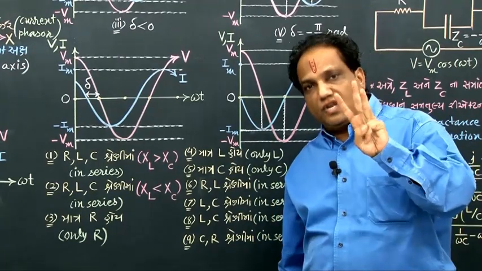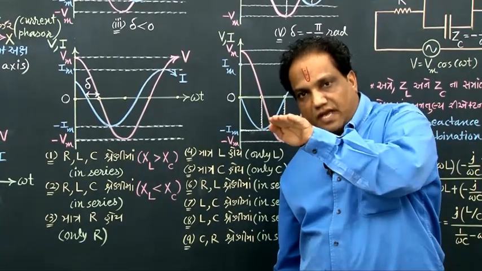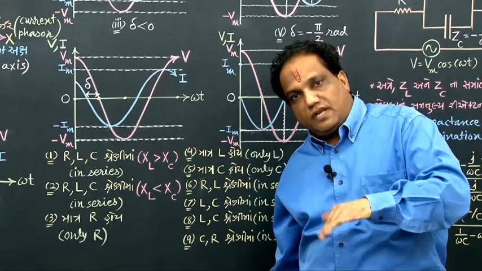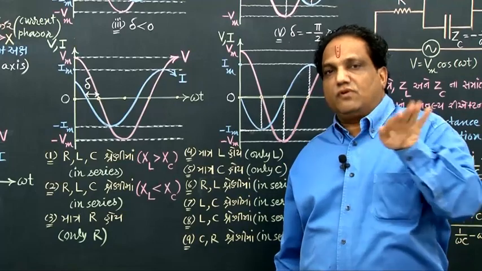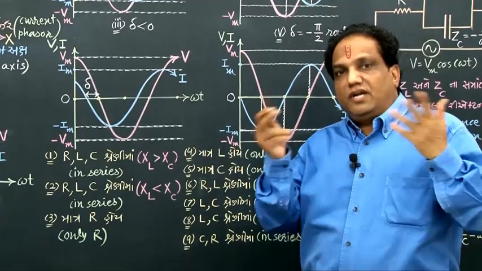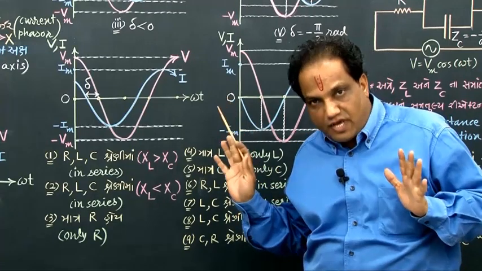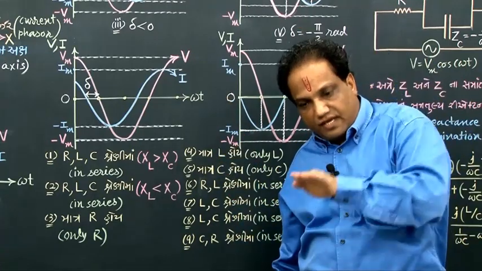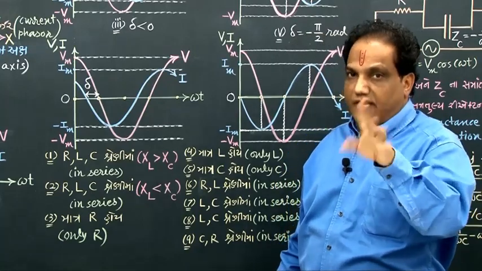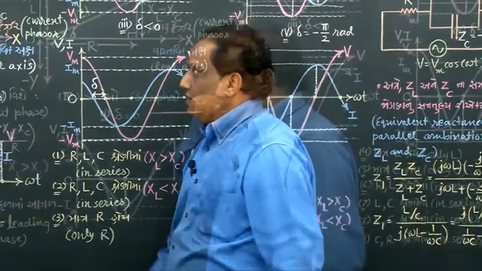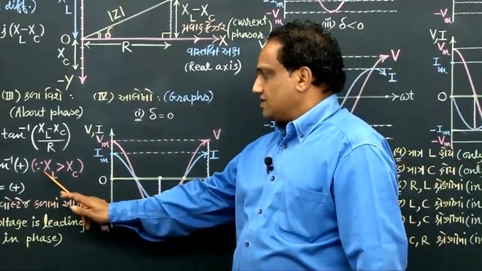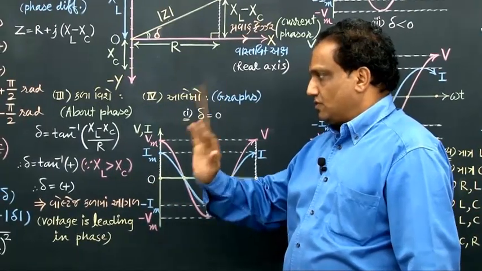That you can make in three different ways: either XL equal to XC, or XL greater than XC, or XL less than XC. If XL equals XC, then resonance will take place. The remaining two possibilities we are going to discuss today: XL greater than XC, and XL less than XC. Let us first of all take XL greater than XC. Here it is, look. We are taking the case where XL is greater than XC.